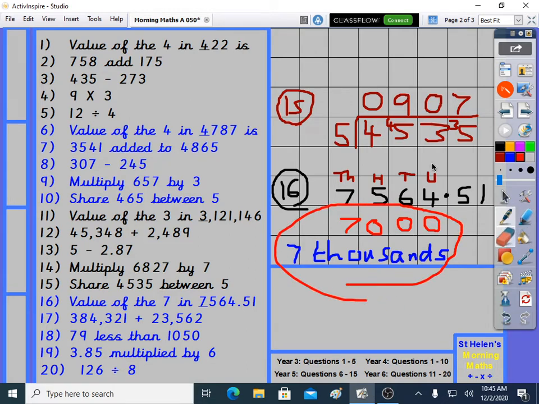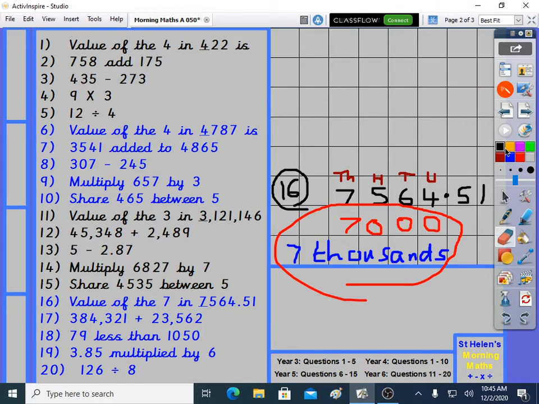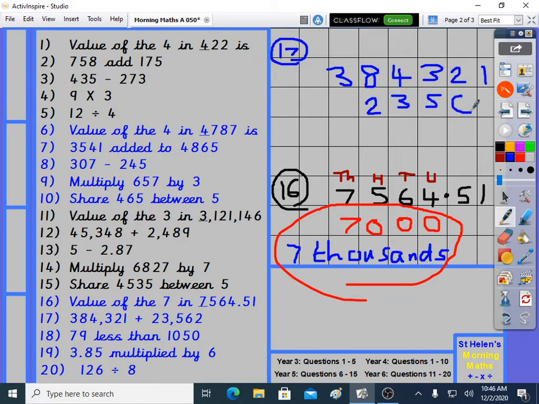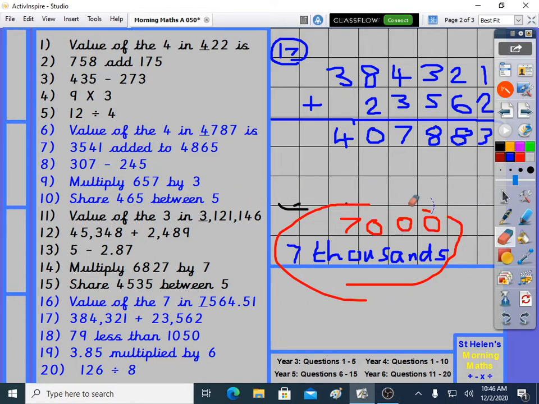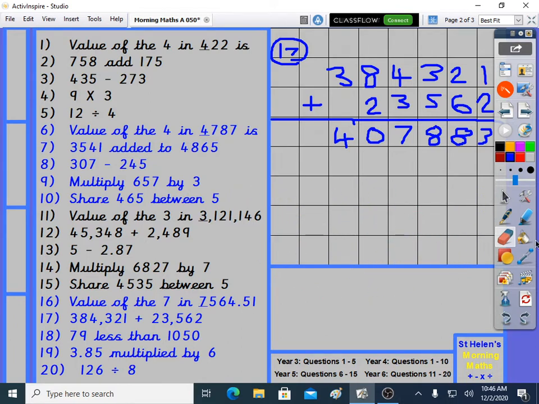Let's go to question 17. Oh, it's a massive plus. 384,321. No decimals. 23,562. So just line up down the right. These are the kind of questions you get in the SATs all the time. Just be careful. Make sure you do the right sign, which is plus. Isn't it? Yeah. It is plus. Oh my gosh, there was hardly any carrying. So 407,000 is our answer. Plus makes things get bigger usually. On to question 18.